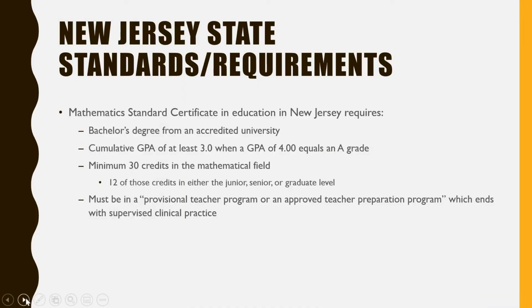So looking at the New Jersey state standards and requirements, according to the State of New Jersey's Department of Education website, a math standard certificate in education in New Jersey requires a bachelor's degree from an accredited university, a cumulative GPA of at least a 3.0, and at least 30 credits in the math field. 12 of those credits must be in either the junior, senior, or grad level. Those are the formal education requirements from the state. Informal education requirements from the state include going through a coherent sequence of study and professional education in a provisional teacher program or an approved teacher preparation program, which ends with supervised clinical practice. So these are things like your observations, once again your student teaching, stuff like that.